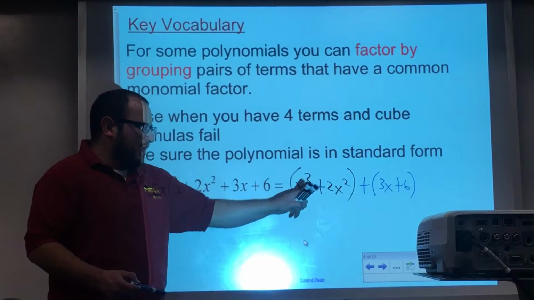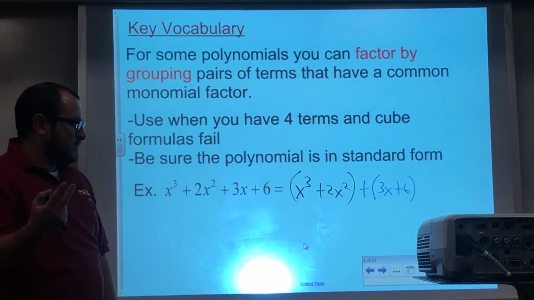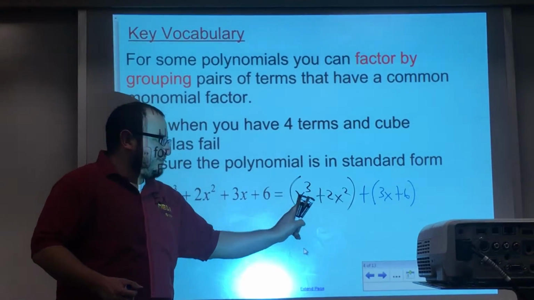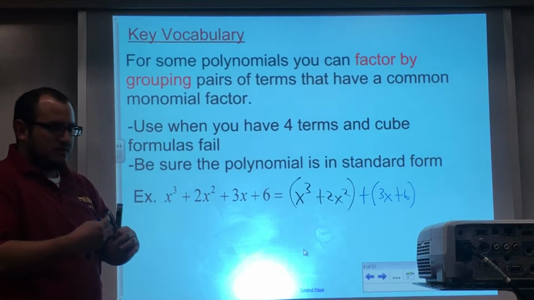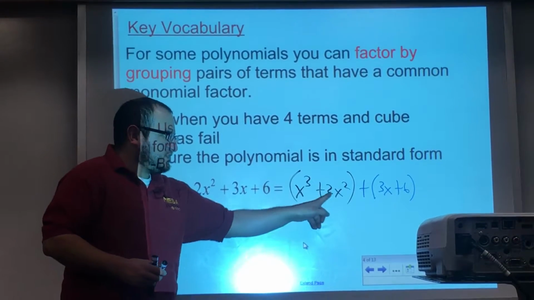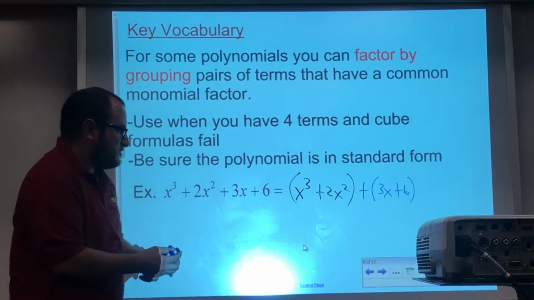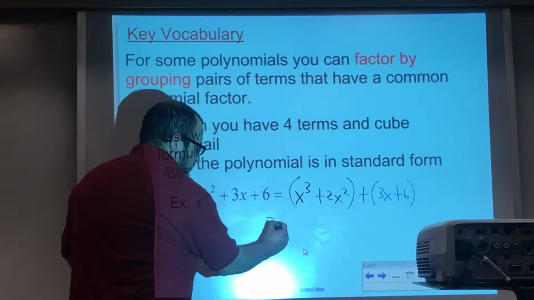All right, so I grouped them into pairs of 2s. What do you notice that they have in common? So we're taking something out. If you notice, they have x squared in common. So I'm going to go ahead and take out an x squared.